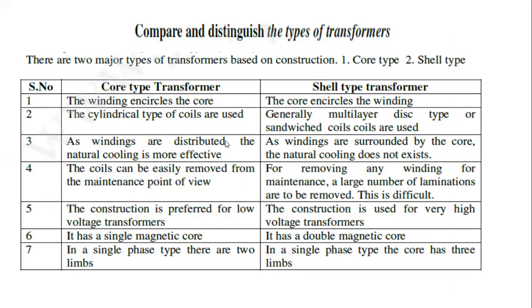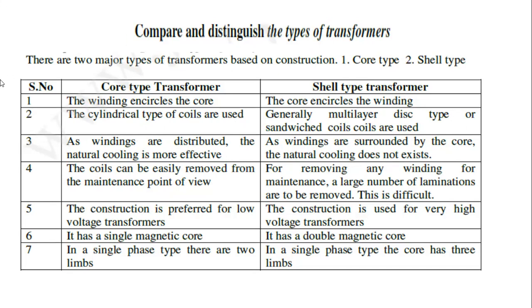As the windings are distributed, the natural cooling is more effective. We require natural cooling. As the windings are surrounded by the core, the natural cooling does not exist. In that case natural cooling does not exist. The coil can be easily removed for maintenance. In the core type transformer, the coils can be easily removed.